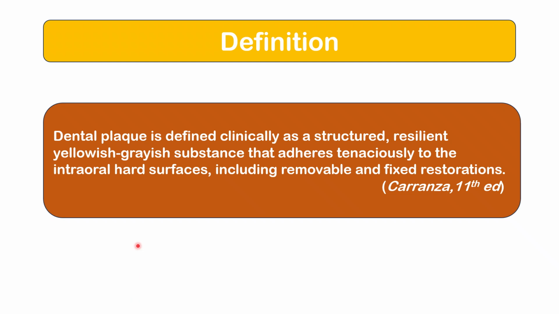Coming to the definition of dental plaque, according to Carranza 11th edition, dental plaque is defined clinically as a structured, resilient, yellowish-grayish substance that adheres tenaciously to the intraoral hard surfaces, including removable and fixed restorations. Here, the word structured means that plaque is not a random collection of bacteria. It has an organized architecture. Resilient means that it is tough. Yellowish gray substance suggests the color of the dental plaque. Adheres tenaciously means that it is firmly attached to the tooth surface and simply cannot be washed away with water.